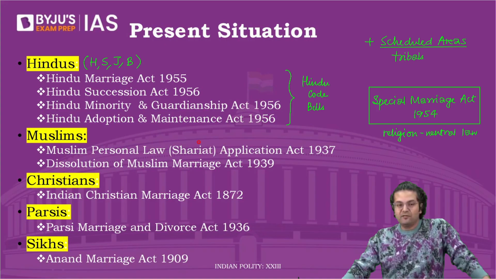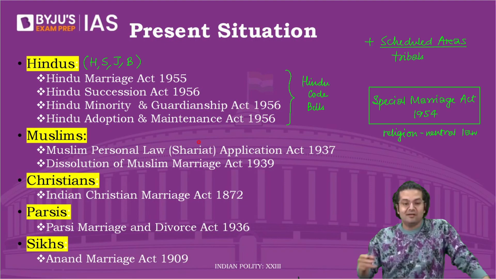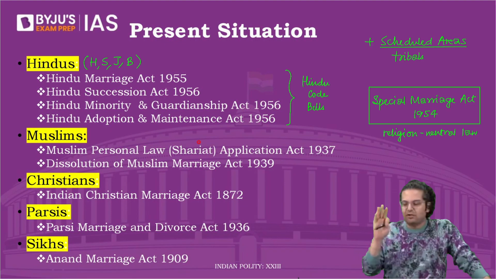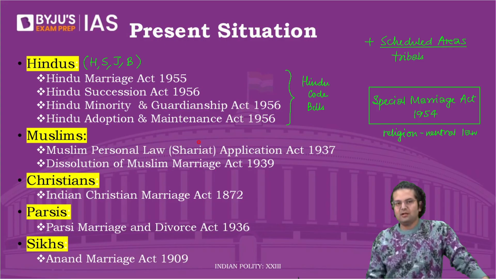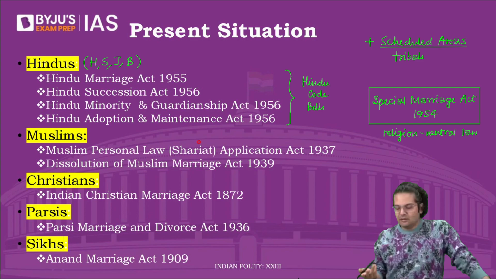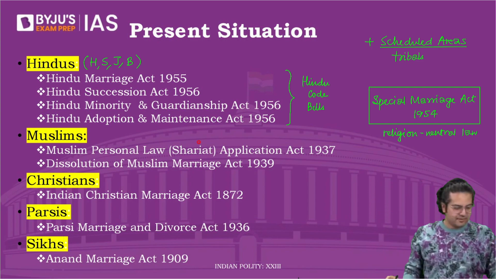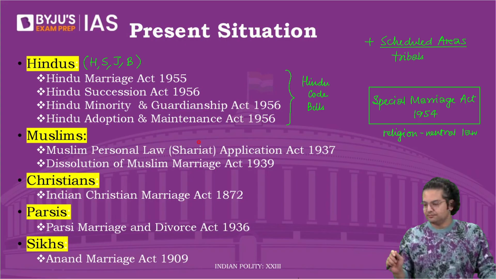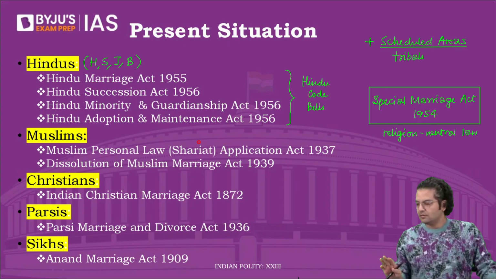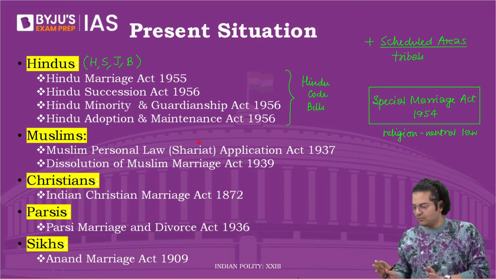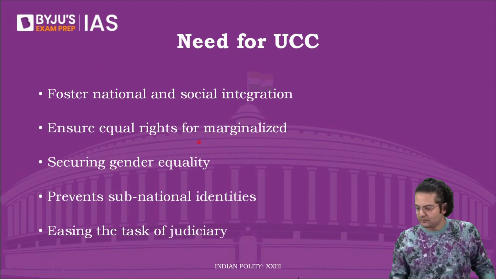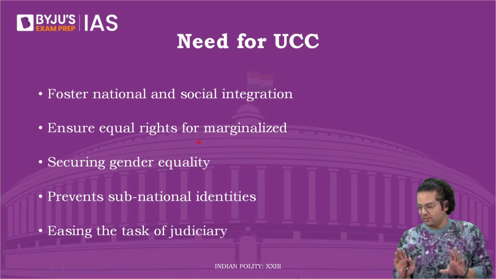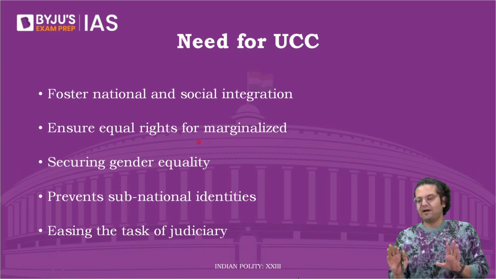Because Article 44 says shall, it says shall for other things also. Shall endeavor, strive, take effort to secure. Right? And constitution is always subject to changes. Okay. I get it. A lot of you are very, very vehemently in support of this argument. Don't worry. Don't worry. Hear me out first. Hear me out. Yes. Why do we need UCC?